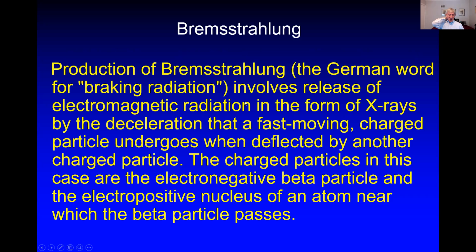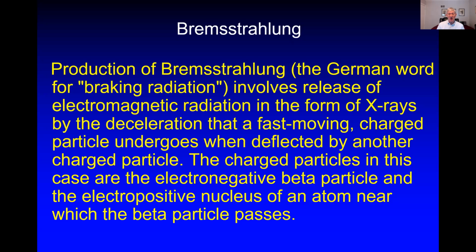The first of these interactions that I would like to discuss with you is what is called Bremsstrahlung production. Brems, B-R-E-M-S, is a German word for deceleration or slowing down or braking, like when you brake your car. And Strahlung is the German word for ray or radiation. So since some German physicists first came up with this concept, the term is referred to as braking radiation.